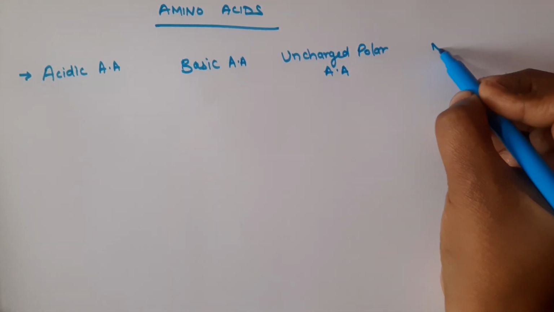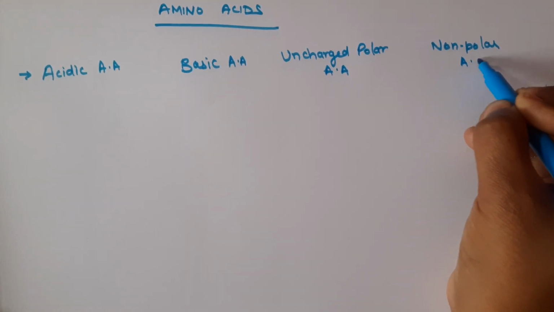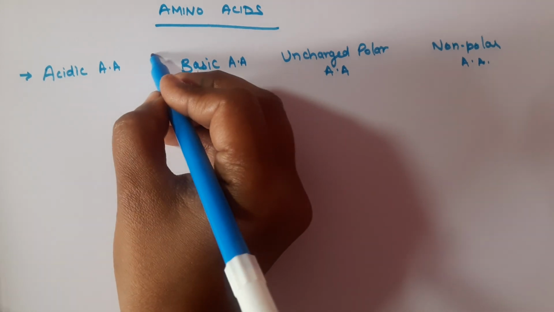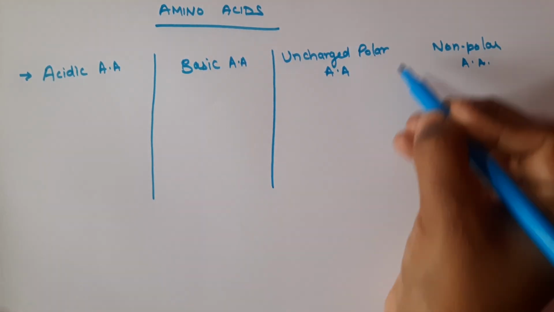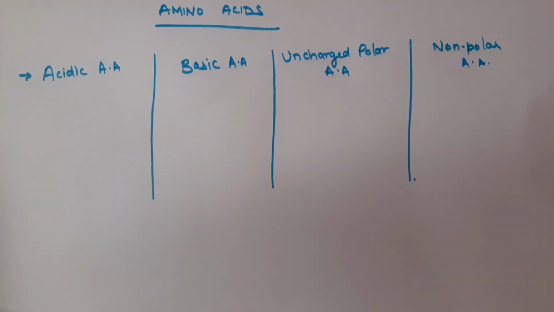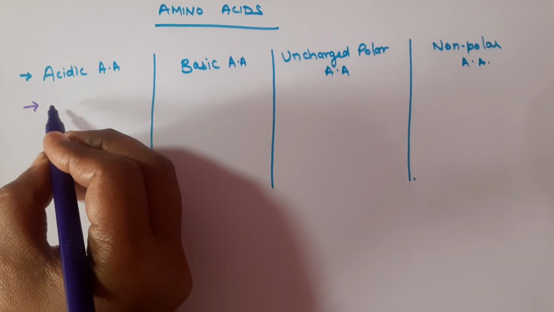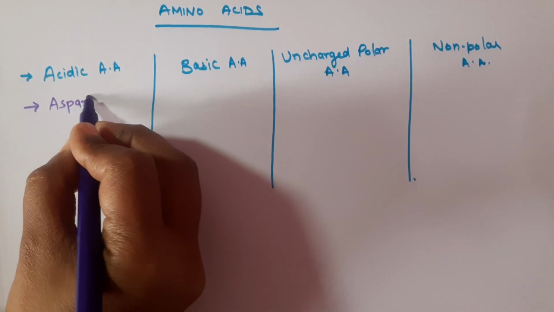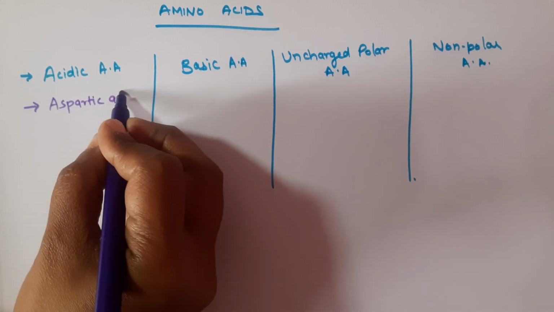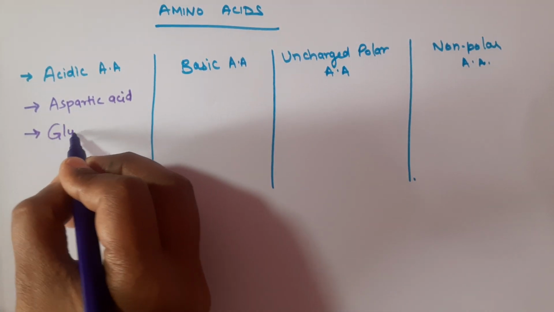And then there is the fourth group, that is the non-polar amino acid. Okay. So I will just draw a line so that it is easier for the demarcation. Okay, so there are two acidic amino acids. The first one is aspartic acid, and the second one is glutamic acid.